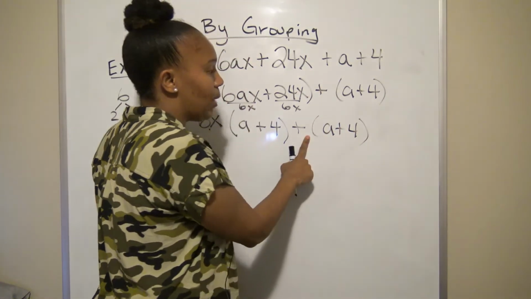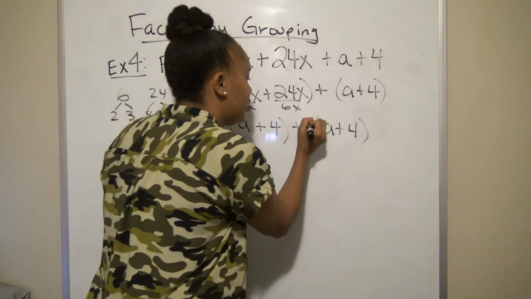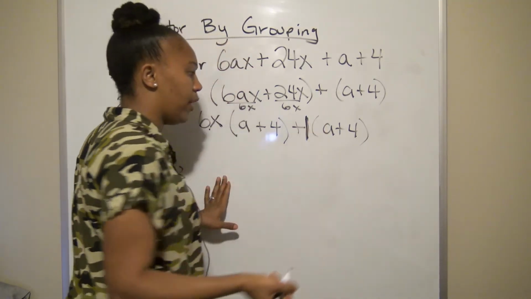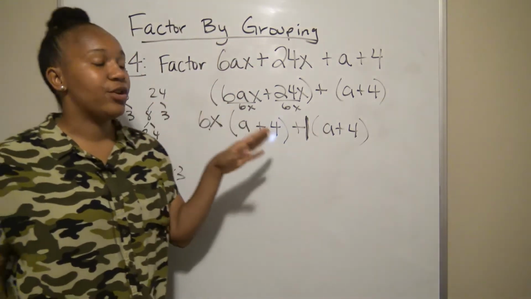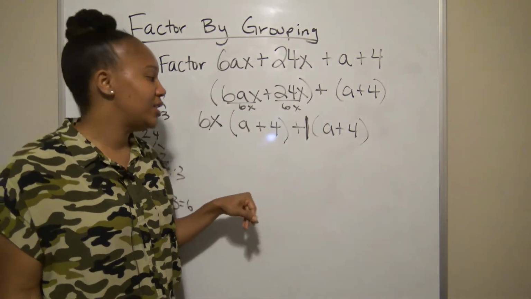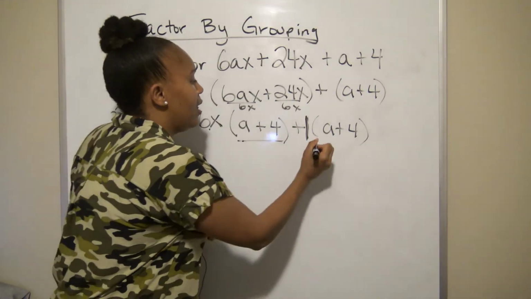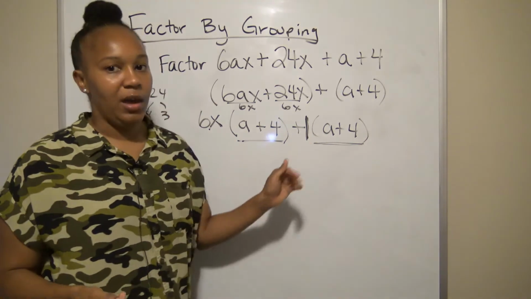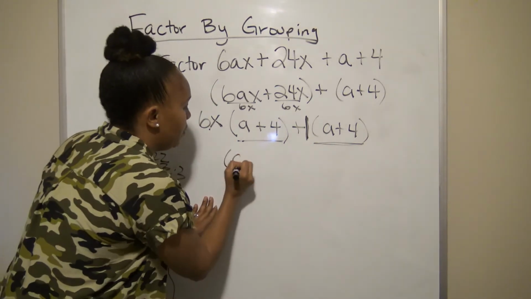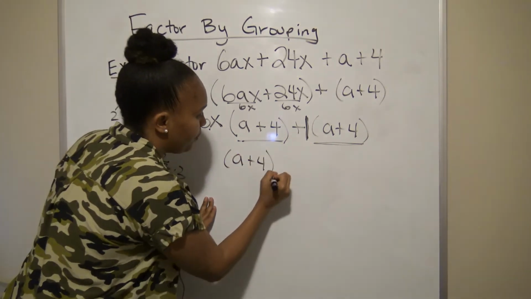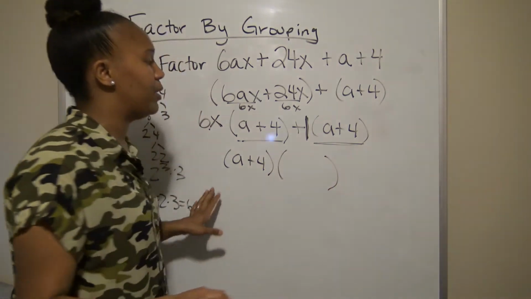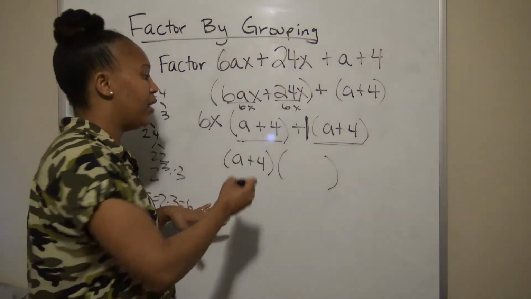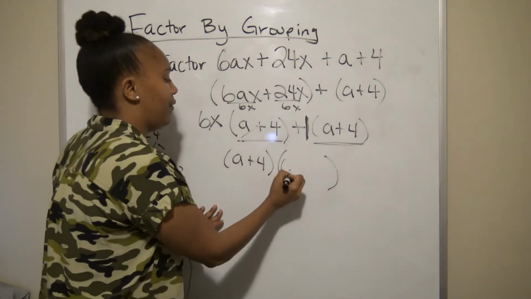However, you need to write something in front of the parentheses, so you'll write an understood 1 in front of the parentheses. Now, the reason you've got to put something in front of the parentheses is because if you look at these, both of these terms have an a plus 4 in common, which means you need to pull out an a plus 4, and then you want to write what's left after you pull out the a plus 4. So if you pull out the a plus 4 here, you're left with the 6x.